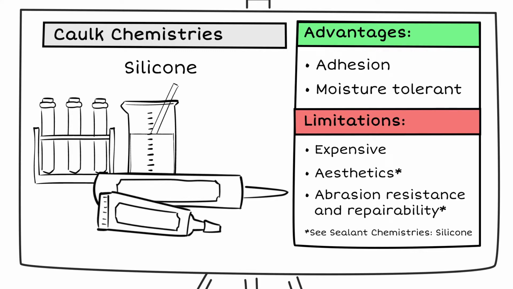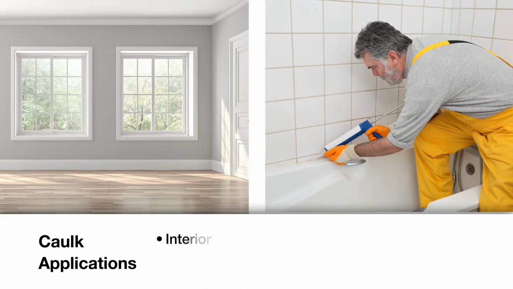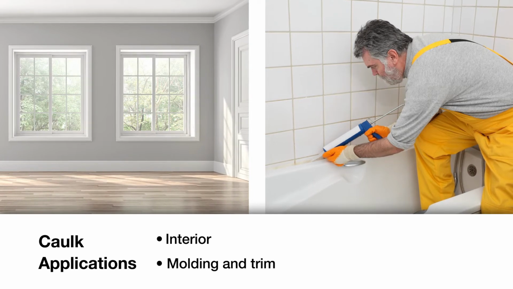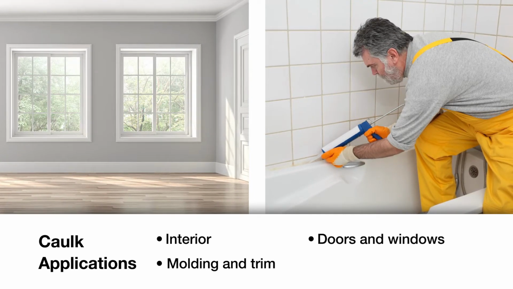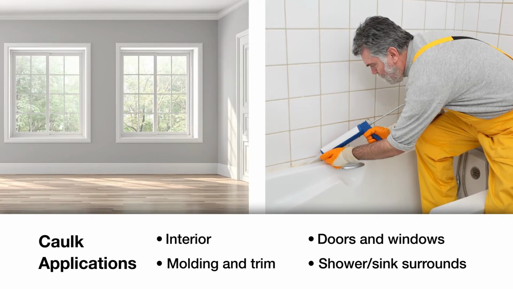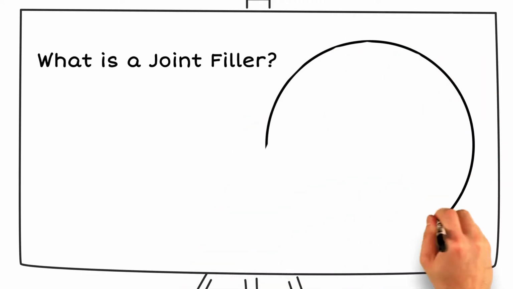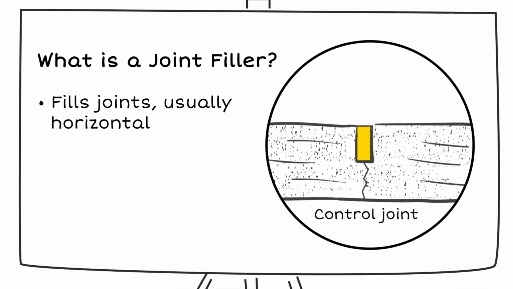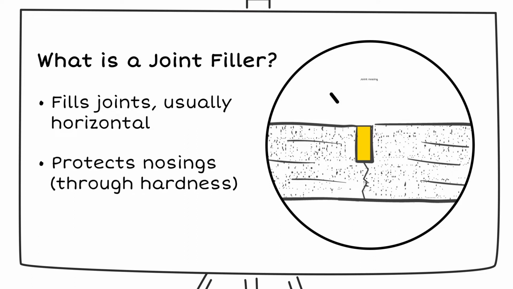in a later section. Because of these properties, caulks are mostly used for interior applications like molding and trim around doors and windows, or sanitary projects for silicone. Joint fillers are just that, fillers. Their primary function is to protect the joint nosing. This requires a product with some hardness.